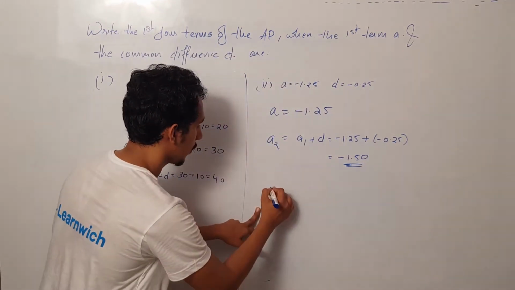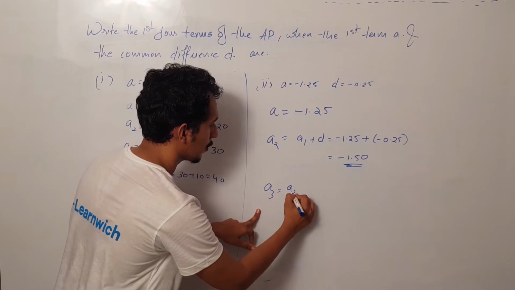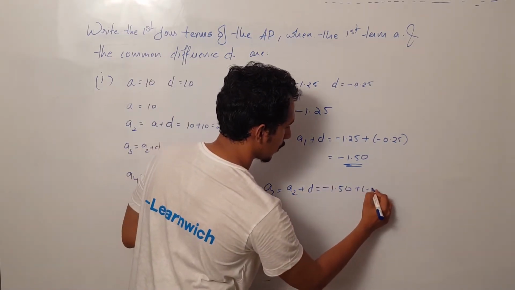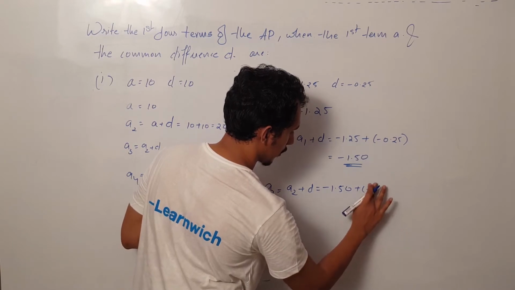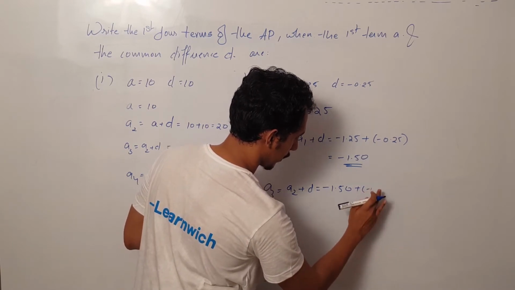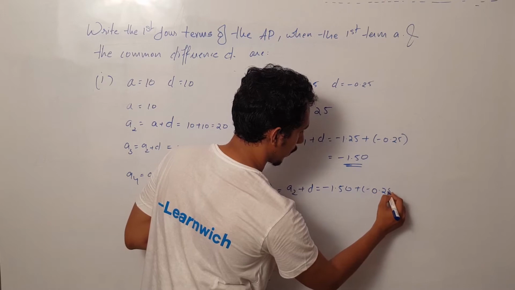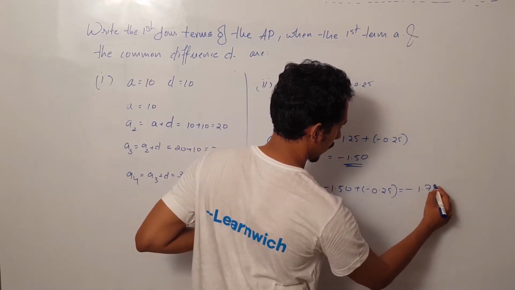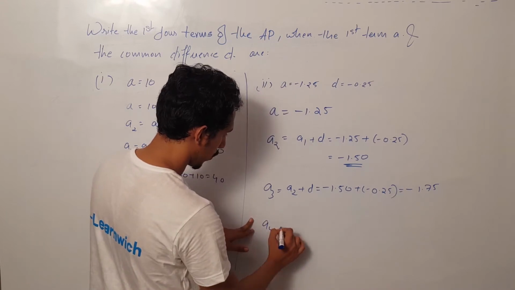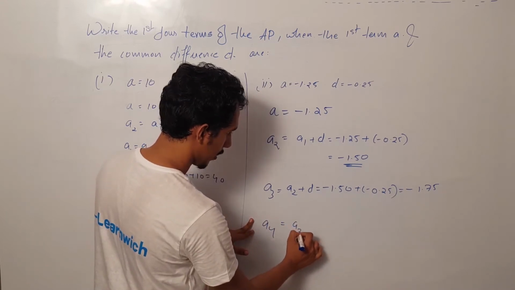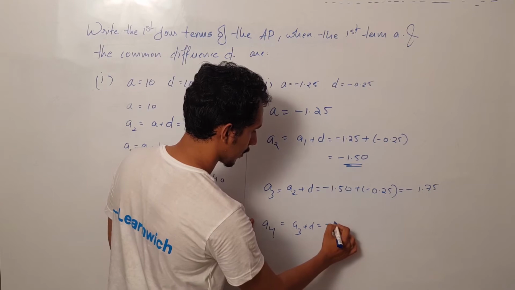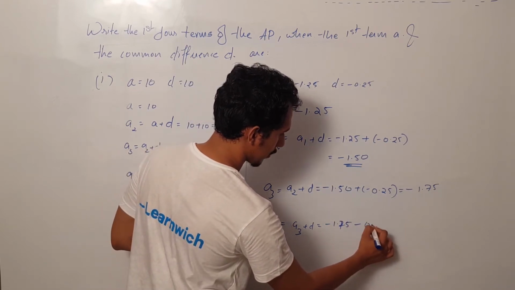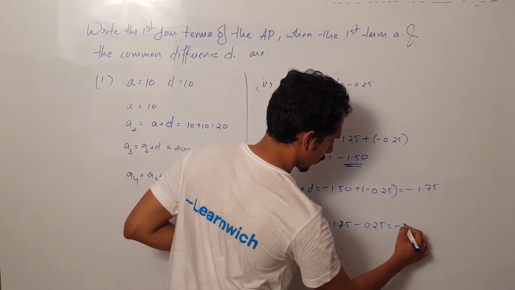Okay, what will be the third term? Simple. a2 plus d, which is minus 1.50 plus minus 0.25 is minus 1.75. a4 is a3 plus d, minus 1.75 minus 0.25 is minus 2.0.